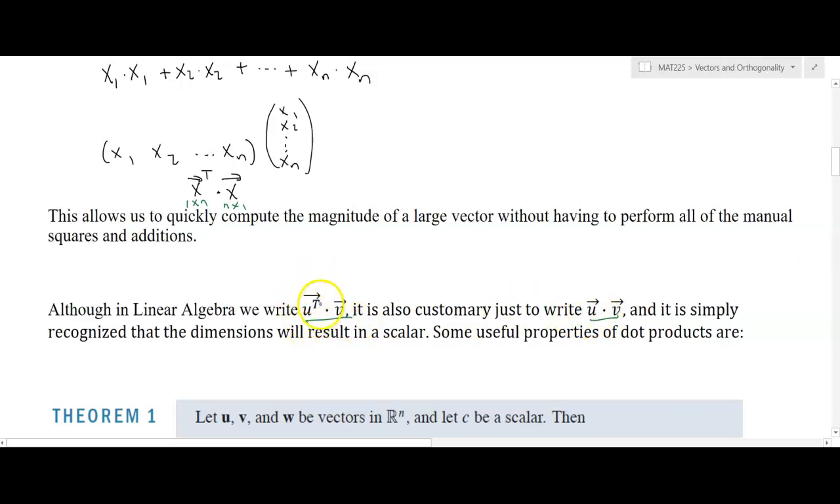I prefer to specify transposes because unless you're specifically using the dot product function in Python or something, if you multiply two vectors together that are both, say, 3 by 1, you're going to get an error. But needless to say, if we interpret this as being the dot product, then all is good.